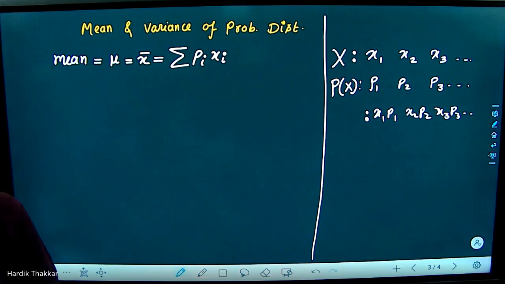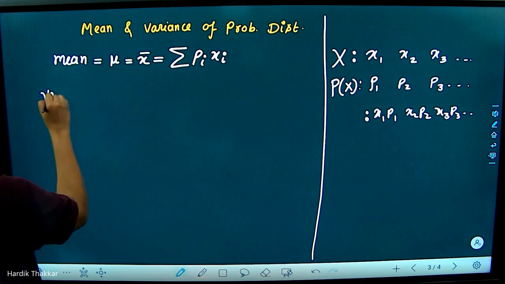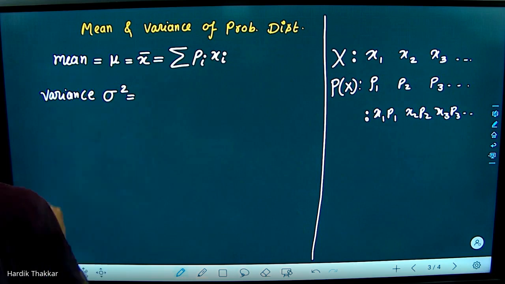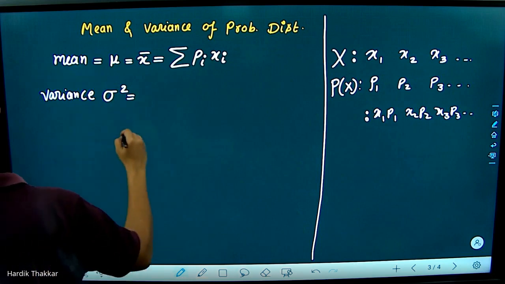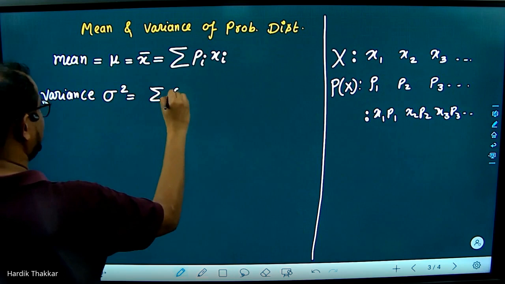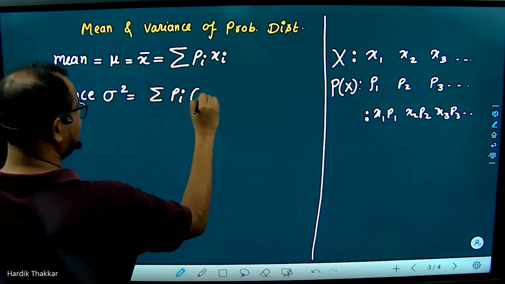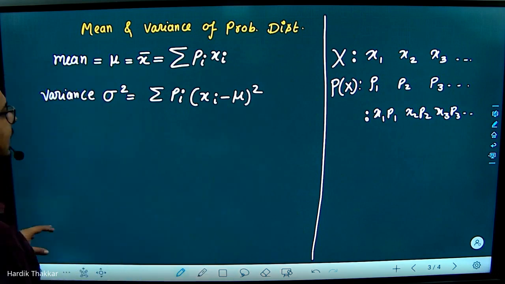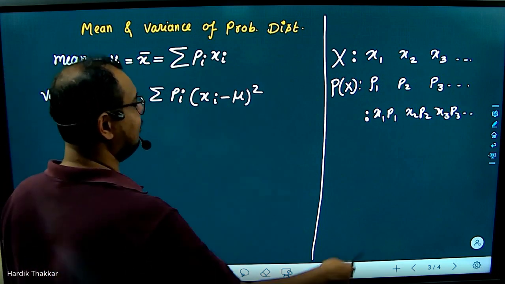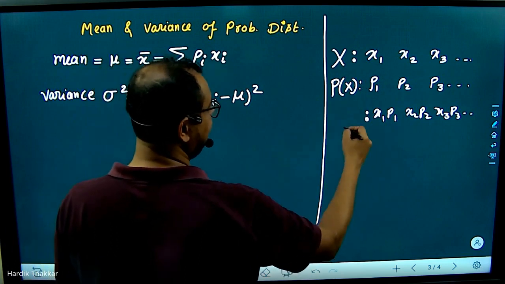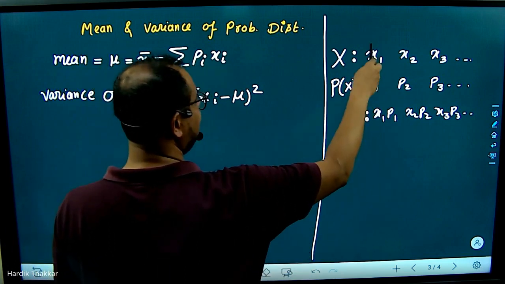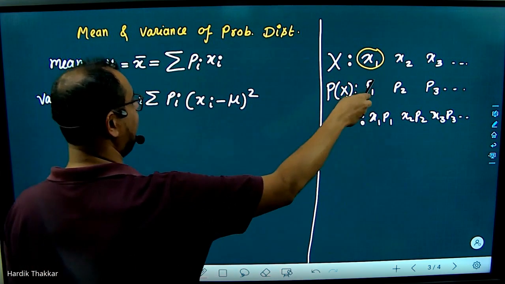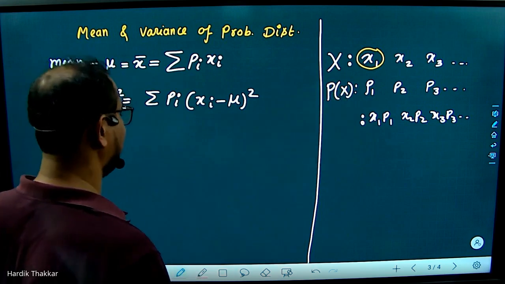Okay. Now the second is variance. Variance is represented by sigma square. The formula for variance is summation pi into xi minus mu whole square. So how do we calculate using this formula? If we have calculated this mu, then we will subtract mu from each element of this random variable, take the square of that, and multiply with the corresponding probability.